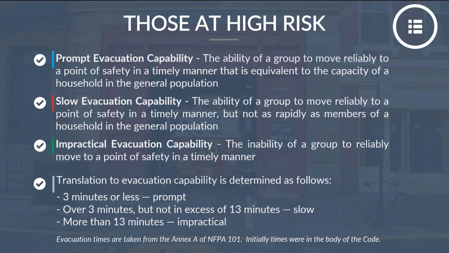So again, thinking that prompt means I can evacuate myself within 3 minutes or less. If I'm slow, I'm over 3, but not in excess of 13. And if it's impractical, then I'm over the 13 minutes.